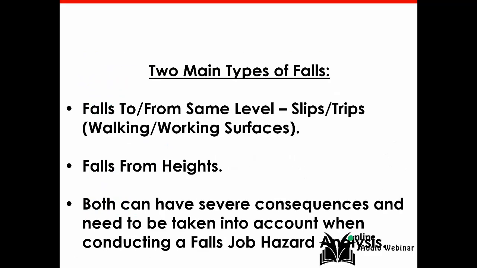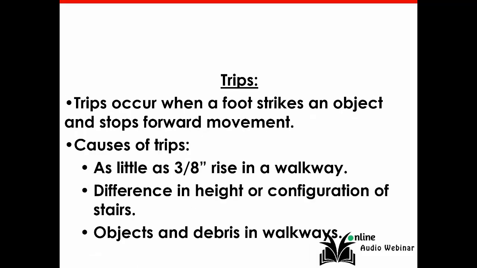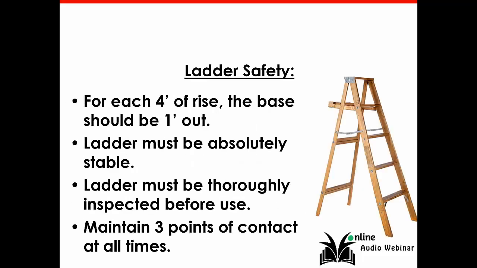Again, as we talked about, there are two main types of falls. You've got falls from the same level, for example slips, trips, and walking-working surfaces, and falls from heights. Slips are caused by a slippery surface and poor housekeeping. Trips occur when a foot strikes an object and stops forward movement. This also dovetails into ladder safety. For each 4 feet of rise, the base should be 1 foot out. The ladder must be absolutely stable.